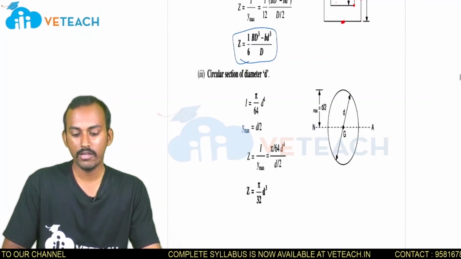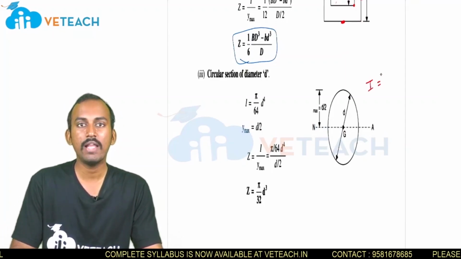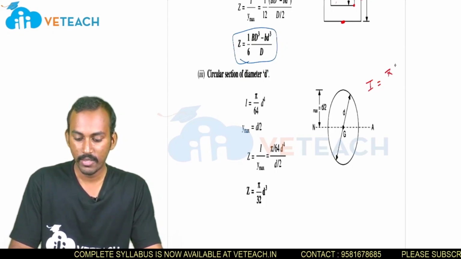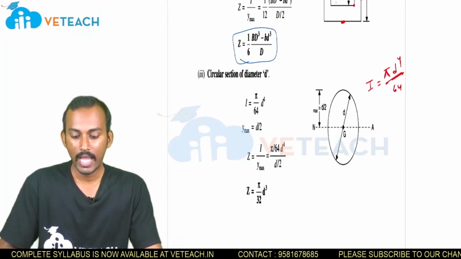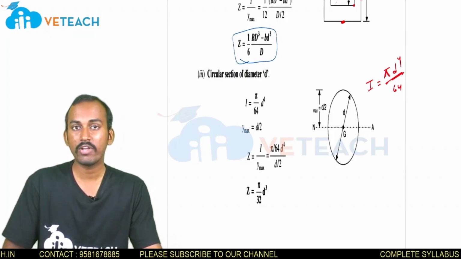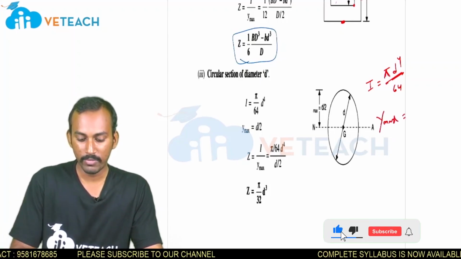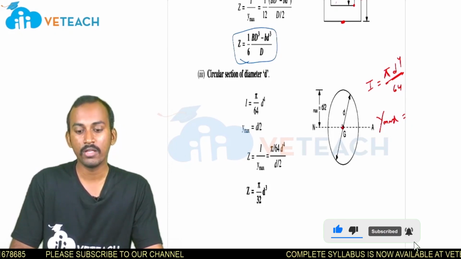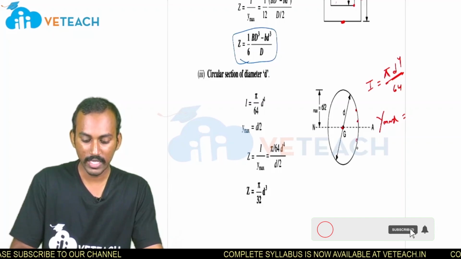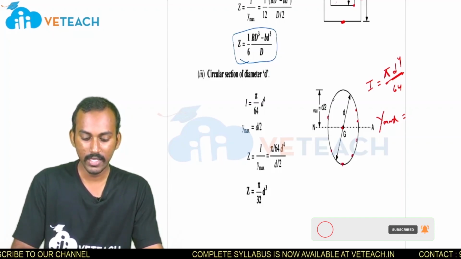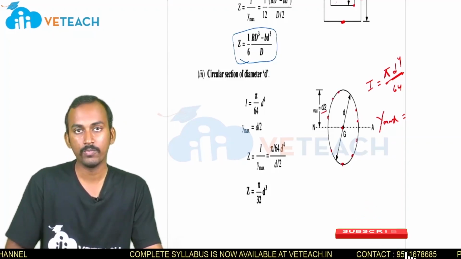So this is the circular section. For this section, what is the Z value? We know the I value, moment of inertia value for a circular section, which is pi d power 4 by 64. And coming to the y maximum value, what is y maximum value? From the CG to the outermost fiber. If it is circular, all the outermost fibers are at the same distance because it is a circular section. So all are at a distance of d by 2, the diameter by 2.